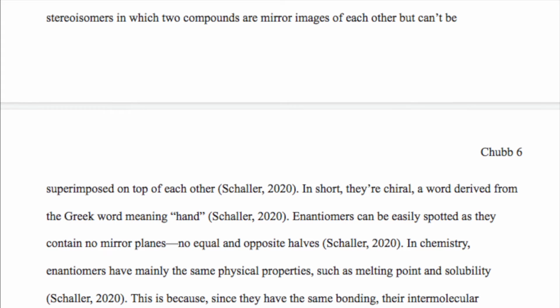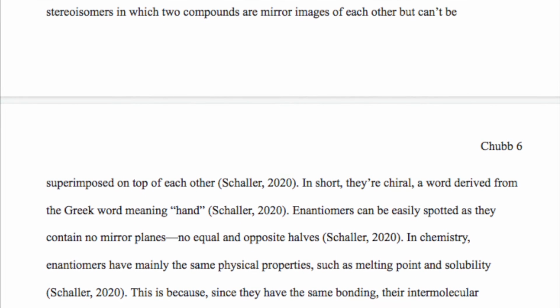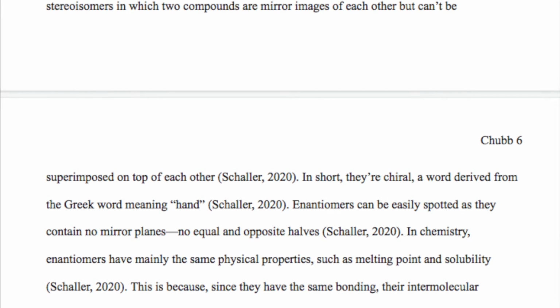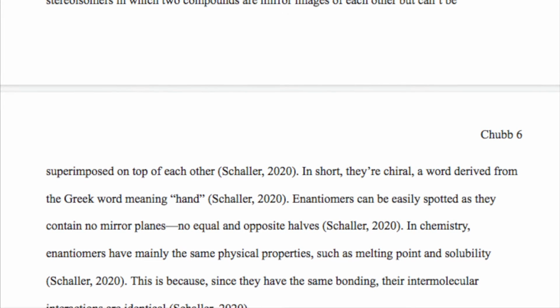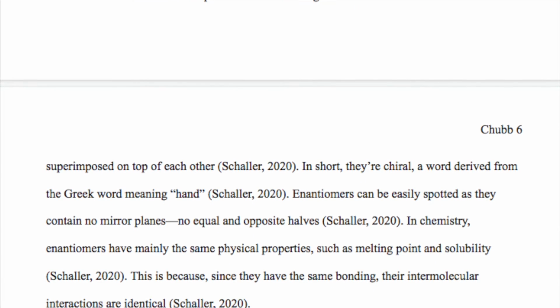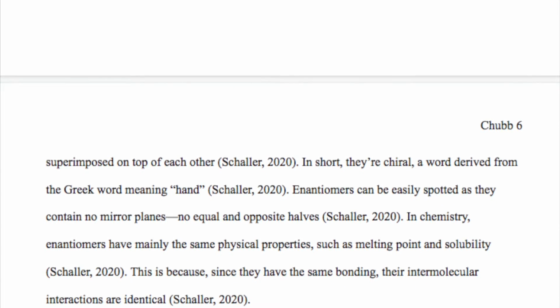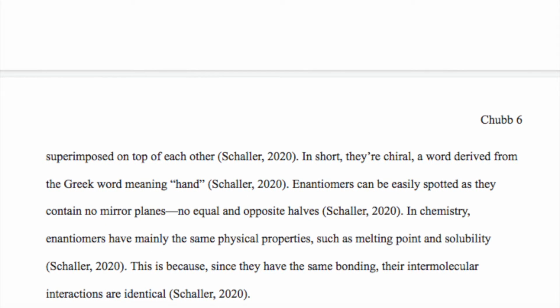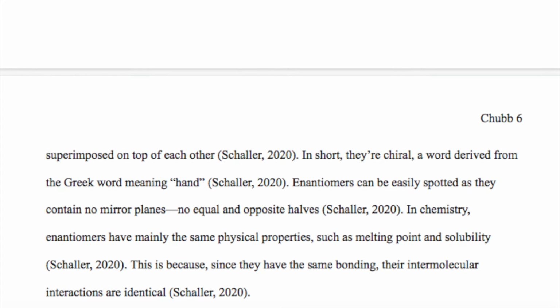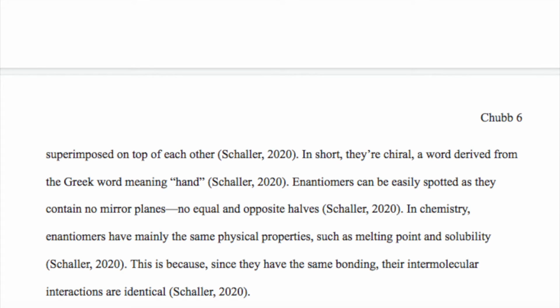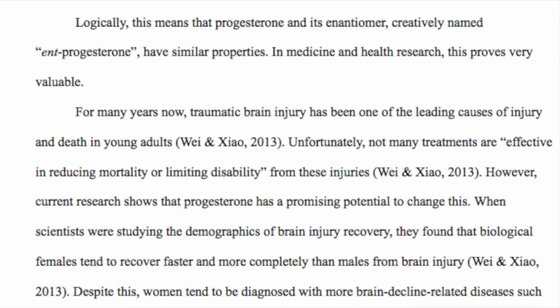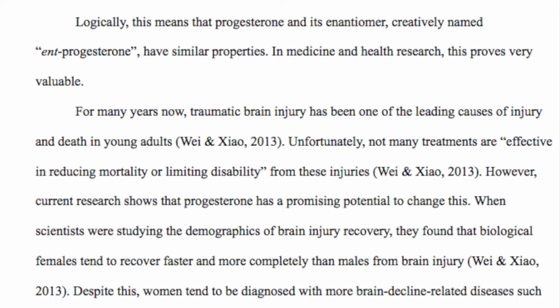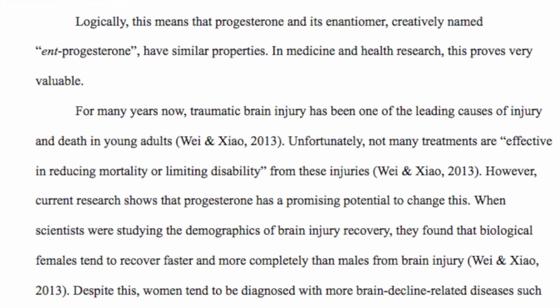Enantiomers can be easily spotted as they contain no mirror planes, no equal and opposite halves. In chemistry, enantiomers have mainly the same physical properties, such as melting point and solubility. This is because, since they have the same bonding, their intermolecular interactions are identical. Logically, this means that progesterone and its enantiomer, creatively named ent-progesterone, have similar properties.